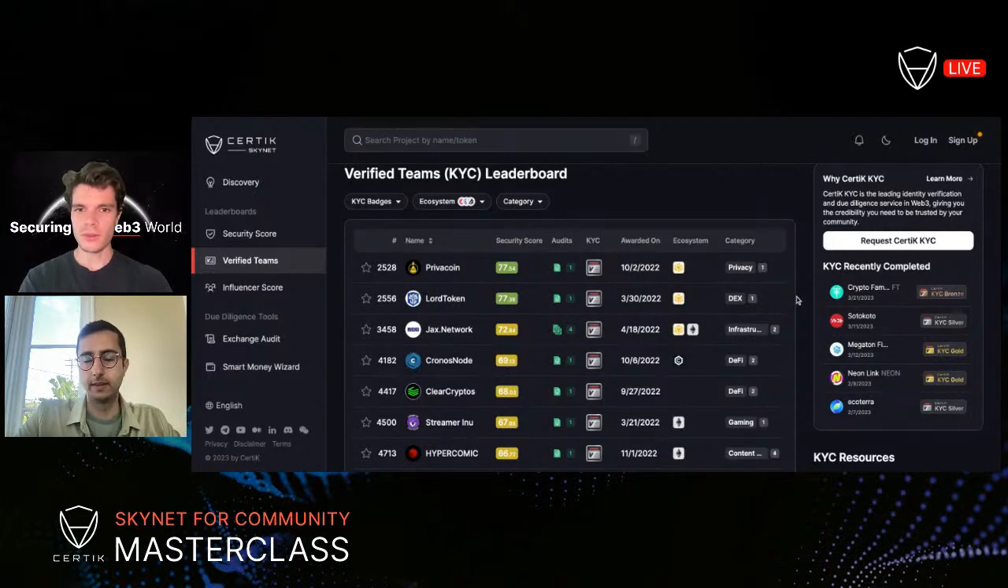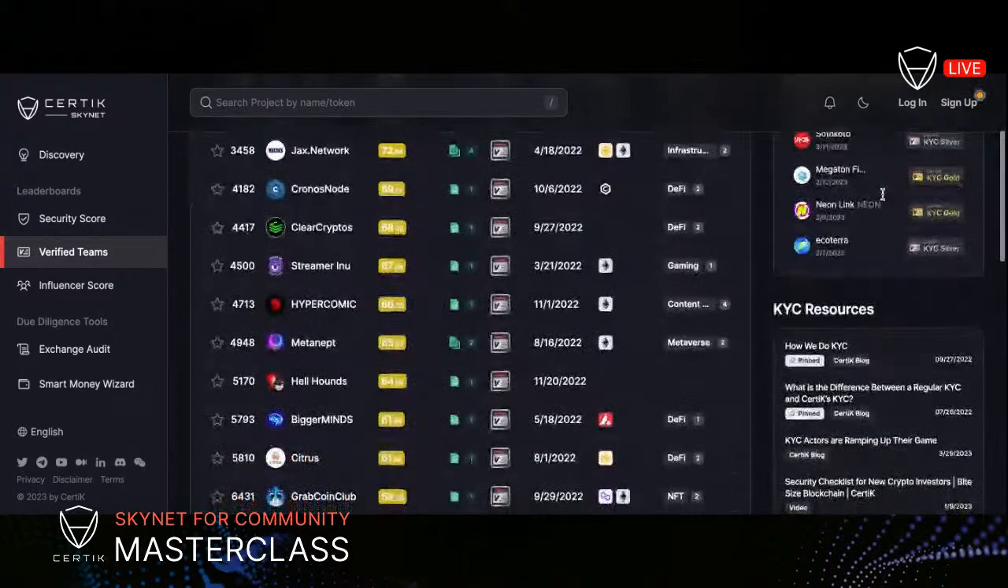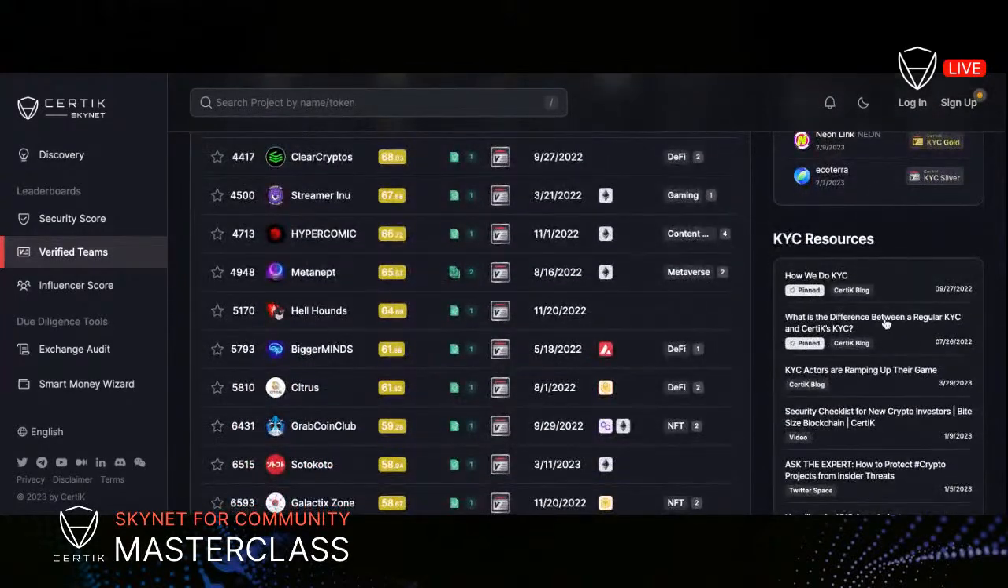Awesome. Yeah, definitely. And one more thing to touch on. Users, in addition to the leaderboard itself, can see on the right-hand side a little bit more information about our KYC. You can see projects that have recently completed their KYC. You can learn a little bit more about what CertiK KYC is about and how the process works. And then we also have our resources section here.